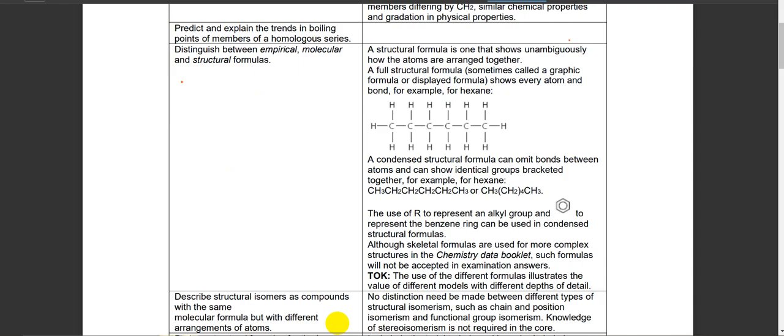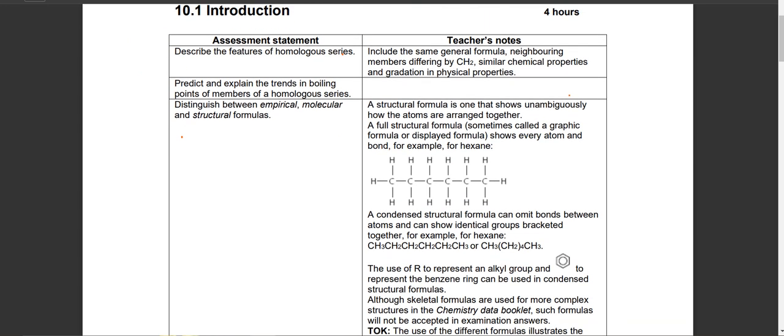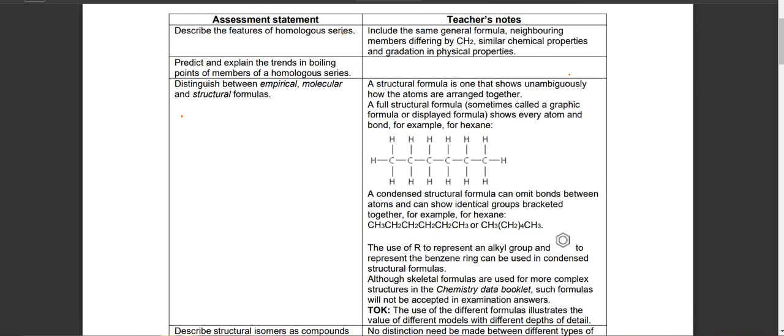Okay, we have covered this one, describing the feature. This is already covered, homologous. This is already and this is already. Now the third one: distinguish between empirical, molecular, and structural formula.